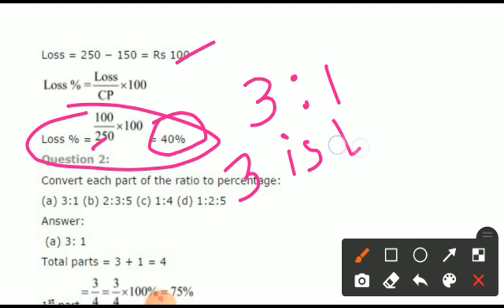Then say 3 is to 1. How to read this one? 3 is to 1. Correct? Right, 3 is to 1. Yes, my dear student, 3:1, nothing else. Right? Yes, you are right, my dear student. 3:1.